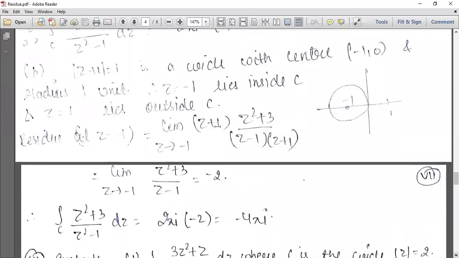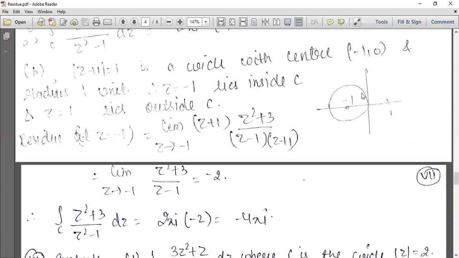Now let's proceed with the second part, which is modulus z plus 1 equal to 1. Again, this one is a circle. The radius is the same, 1 unit, but now the center is (minus 1, 0). This is my center. So in this case, z equal to minus 1 will lie inside the circle, which is your center, and z equal to 1, that is (1, 0), is here. So this is outside the circle. So now this point is of no use. We are concerned about this point only.